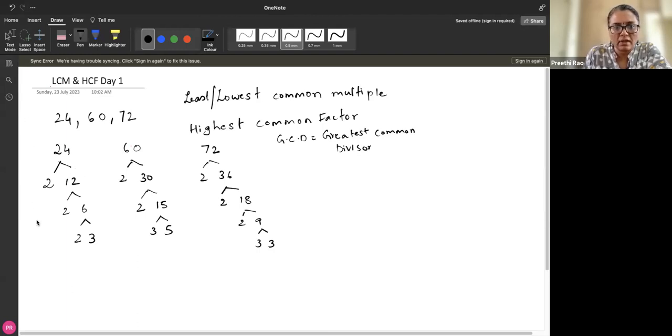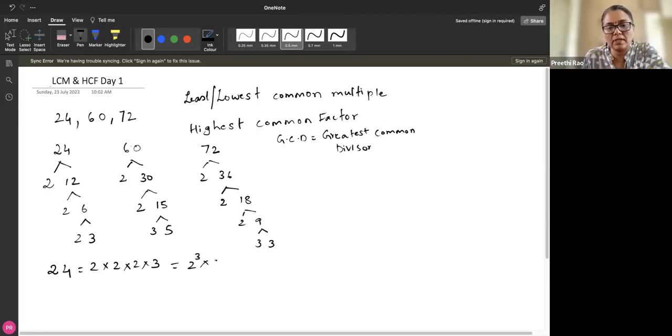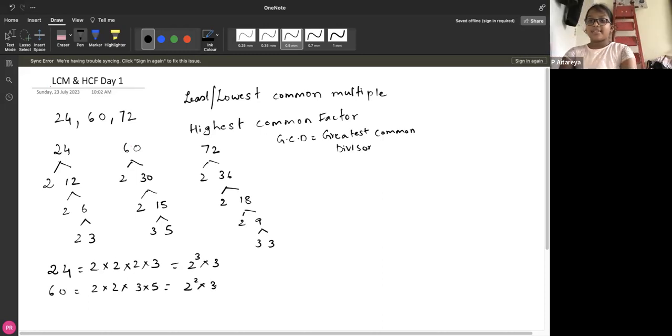Okay. And so 24 can be written as 2 into 2 into 2 into 3. Ma'am, it is also called 2 cube multiplied by 3. So I can also write it as 2 cube into 3. And then 60 is 2 into 2 into 3 into 5. So I can say that is 2 square multiplied by 3 multiplied by 5.